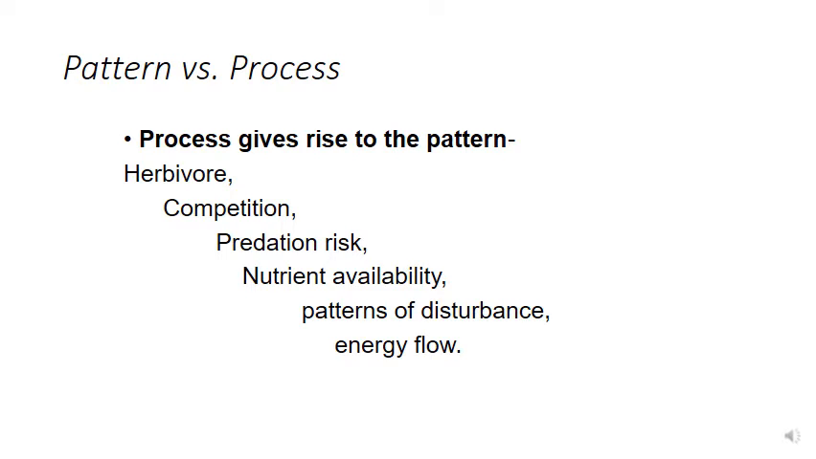Process, it gives rise to the pattern. It can be understood well with the concept of a food chain, a food web, or the process of ecosystem ecological balancing. Say we have herbivores in an ecosystem. Herbivores face competition within species. If they increase in numbers, if the population is oversized, they have a high risk of predation. They need nutrient availability, and they have to face different patterns of disturbances. And in this way, they cycle the energy flow. Right?